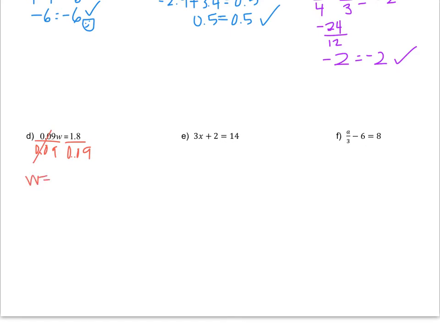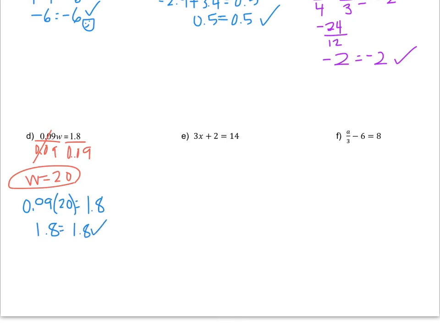So I get my calculator out, and I'm going to do 1.8 divided by 0.09, and I get 20. So let's check it. So I'm going to rewrite the original equation, but now instead of W, I'm going to put 20. And 0.09 times 20, type it in my calculator, I get 1.8, and that's what I wanted, so I know that it was the correct answer.